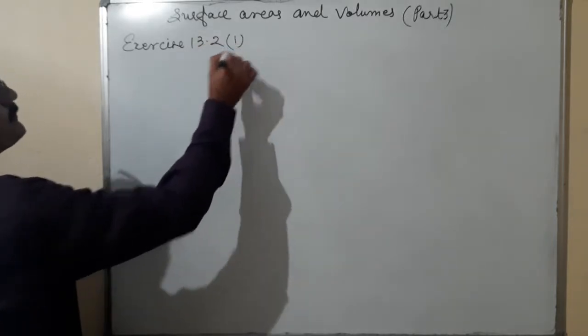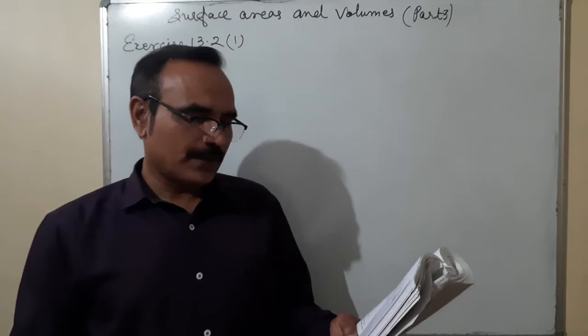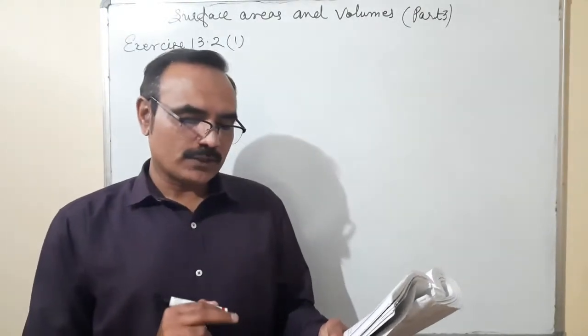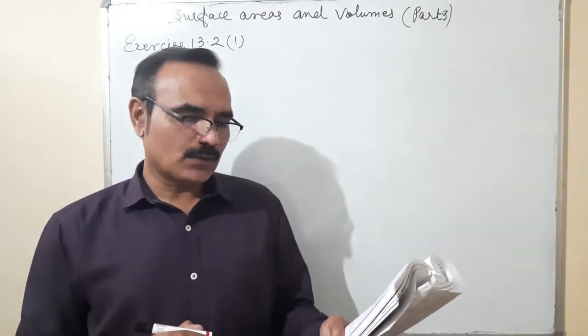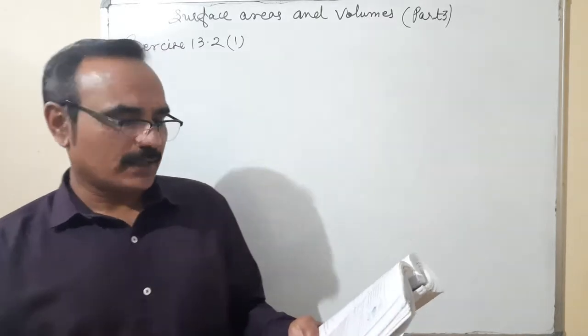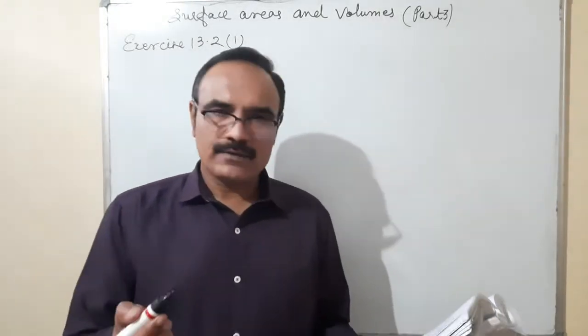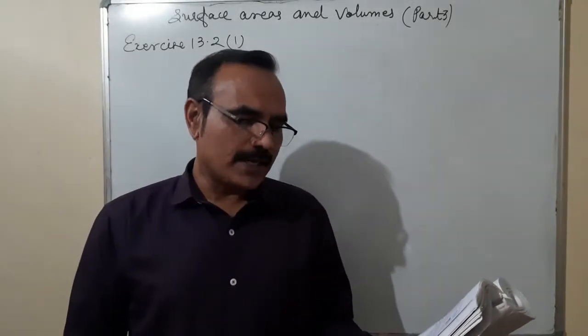Question number 1. A solid is in the shape of a cone standing on a hemisphere, with both their radii being equal to 1 centimeter and the height of the cone is equal to its radius. Find the volume of the solid in terms of pi. Very simple question. We'll make a diagram first. A solid is in the shape of a cone standing on a hemisphere.